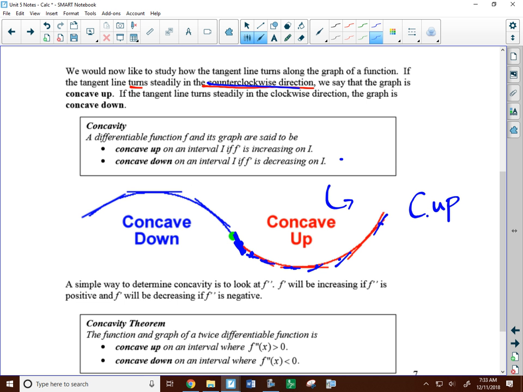The other one is if the tangent line turns steadily in the clockwise direction. So we're going this direction. Then we say it's concave down. It's shaped like a frown.